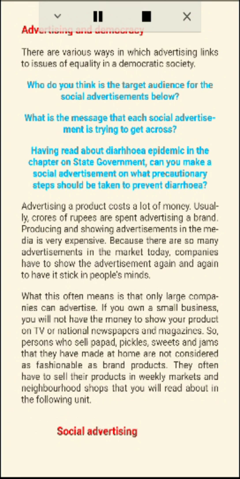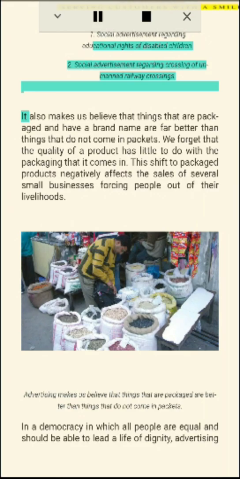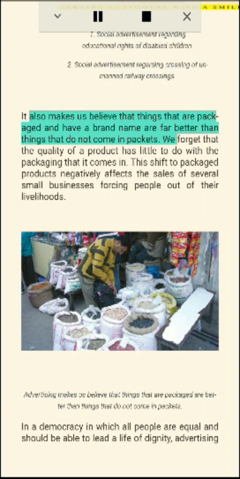Social advertising. Social advertisements refer to advertisements made by the state or private agencies that have a larger message for society. The following are 2 social advertisements. 1. Social advertisement regarding educational rights of disabled children. 2. Social advertisement regarding crossing of unmanned railway crossings.